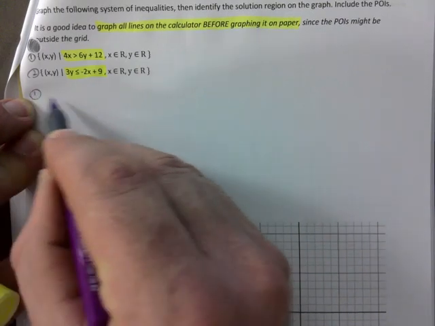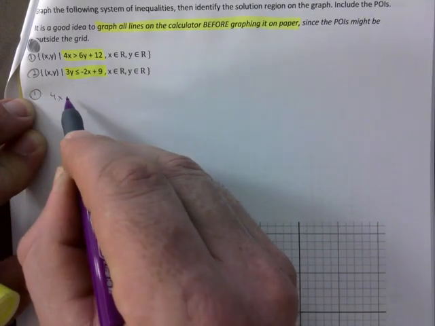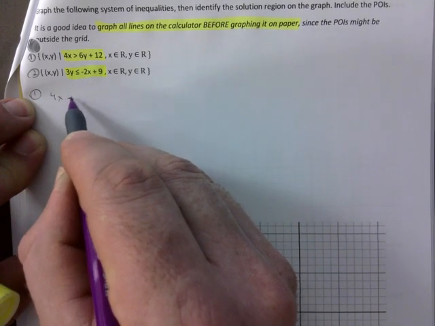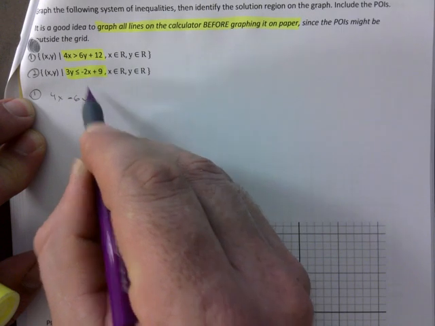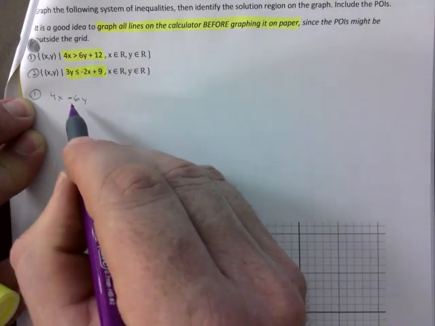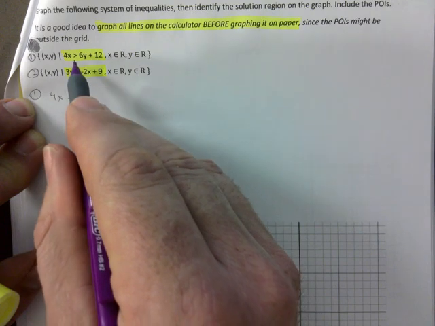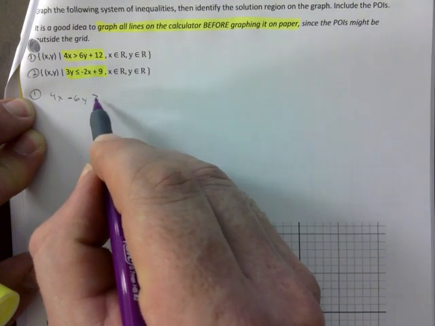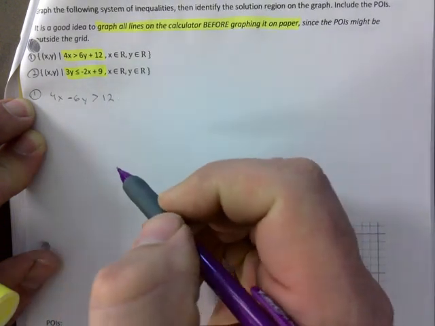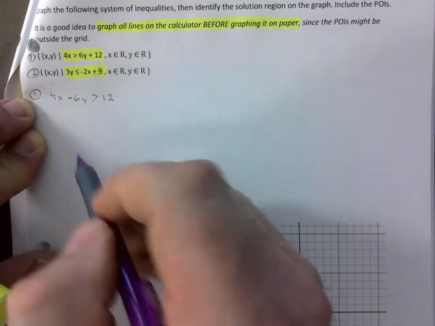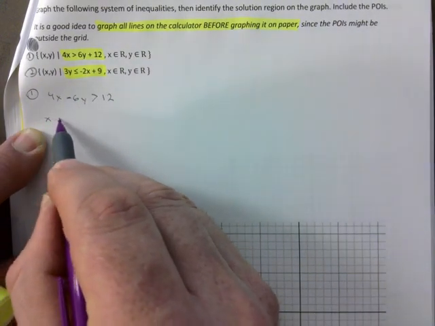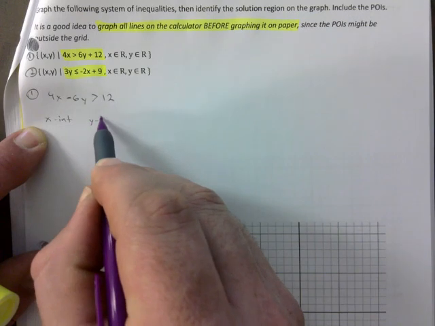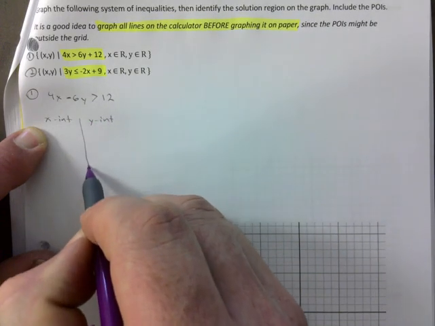So the first one here, I'm going to go 4x. I'm going to bring this 6y over right away, and then it's greater than 12 on the other side, like that. Okay. And so I find my intercepts right away, just like before.